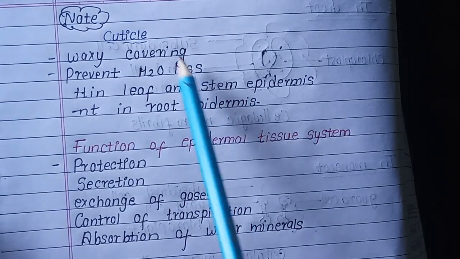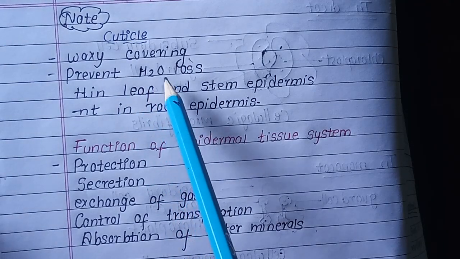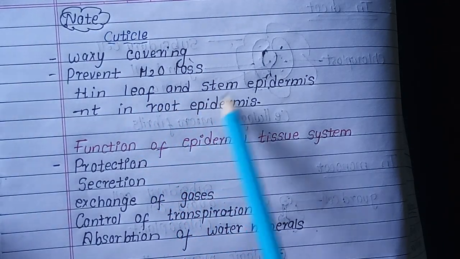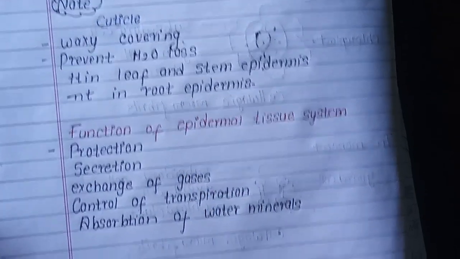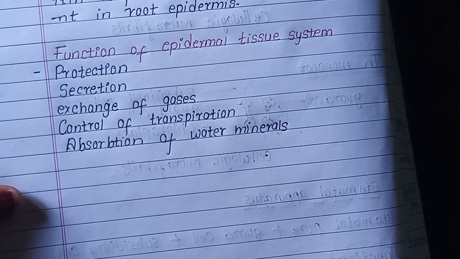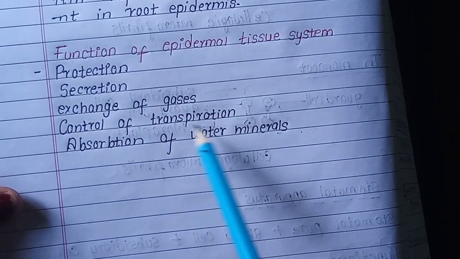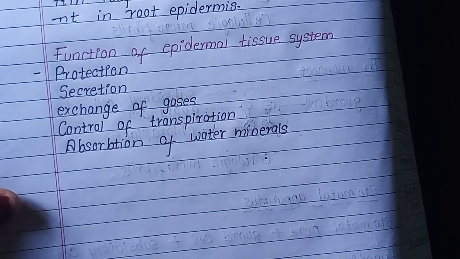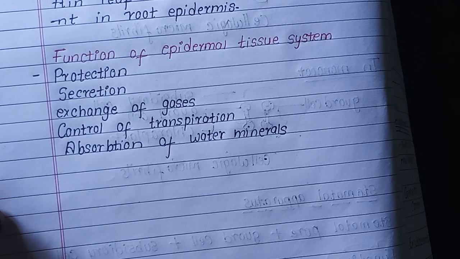And here is a note for cuticle. Cuticle is a waxy covering. It prevents H2O loss. It is present in leaf and stem epidermis and absent in root epidermis. The function of the whole epidermal tissue system is protection, secretion, exchange of gases, control of transpiration, and absorption of water and minerals. That's all about the epidermal tissue system. We complete today.